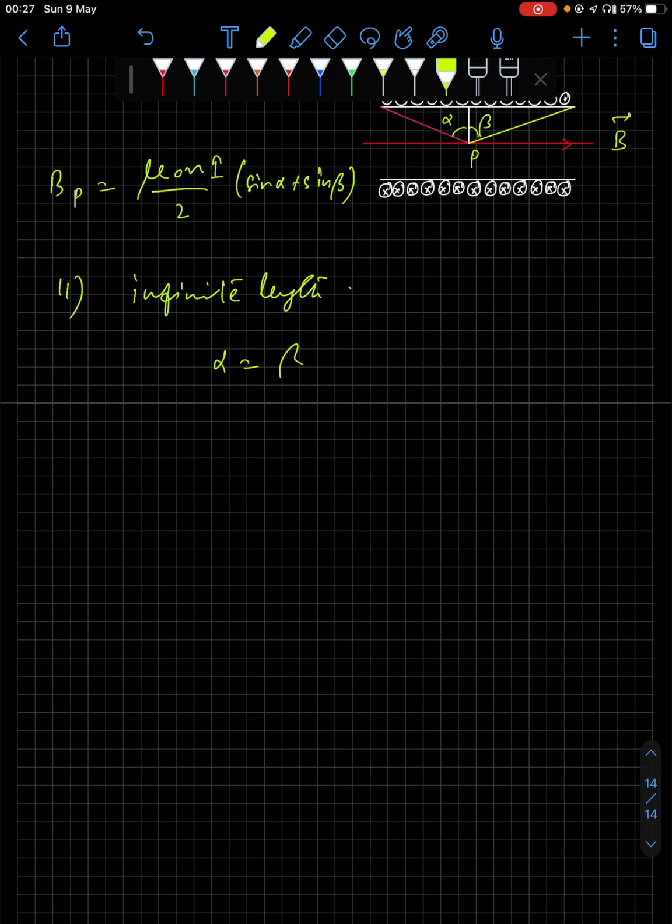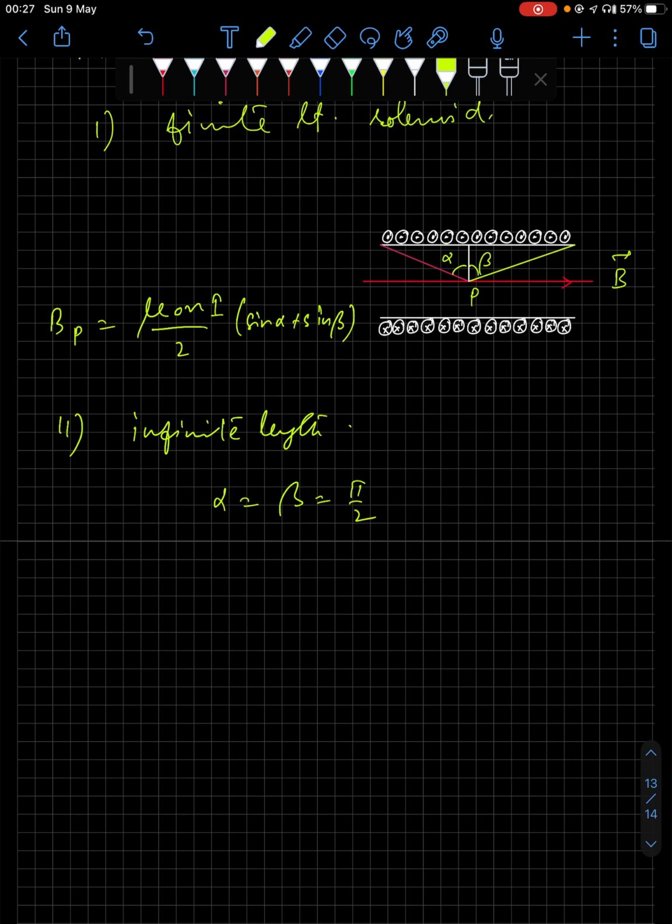Alpha equal to beta equal to pi by 2, right? In case of infinite length, you see this is very long. In that case, this will keep on extending, right? In that case, we consider alpha and beta as pi by 2.